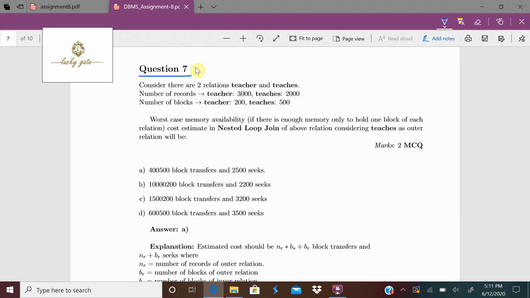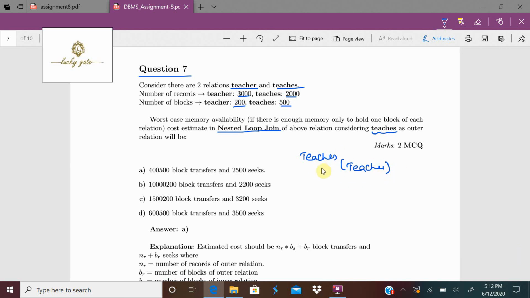Question number 7. Consider there are two relations, teacher and teachers. The number of records in teacher is 3000, teachers is 2000. The number of blocks are 2000 and 500. The question is, the worst case memory availability cost estimate in nested loop join of the above relations, considering teachers as the outer relation. Here in the nested loop join, I am taking the table teachers as the outer relation, so the table teacher is the inner relation.